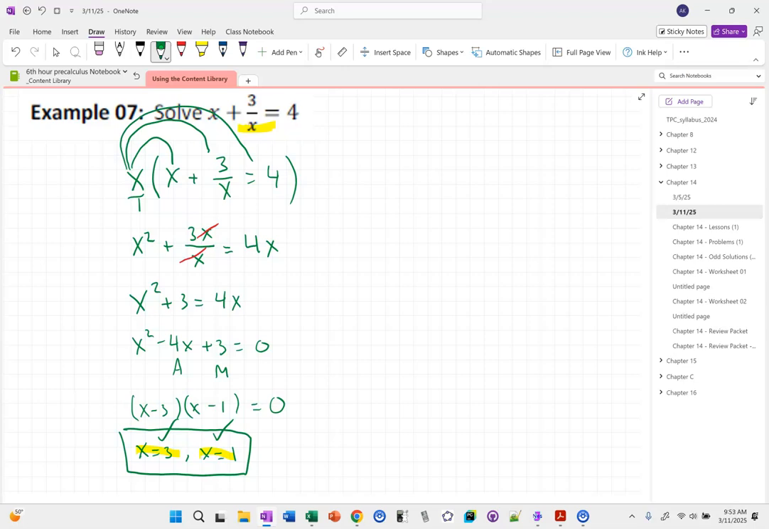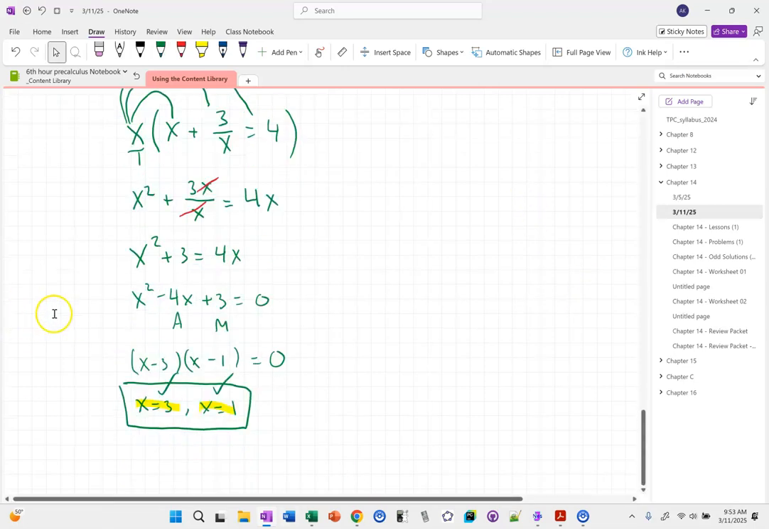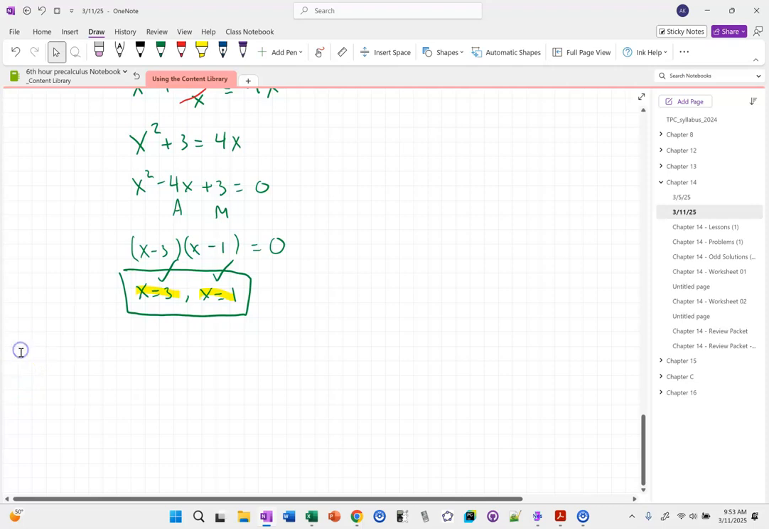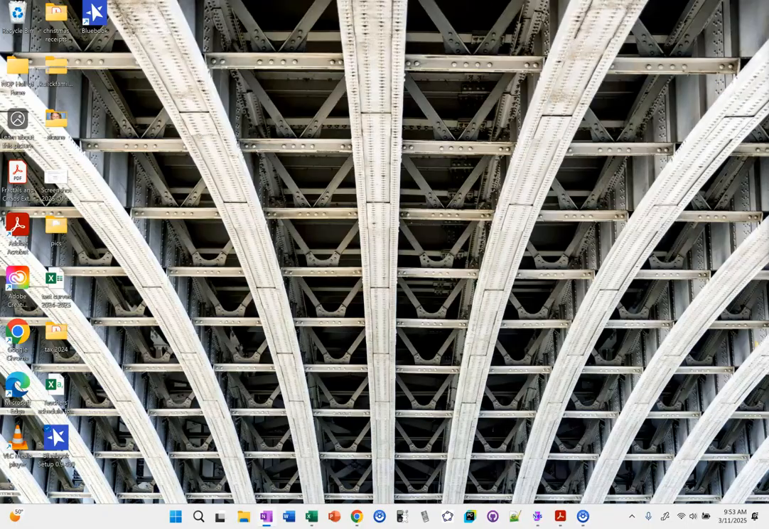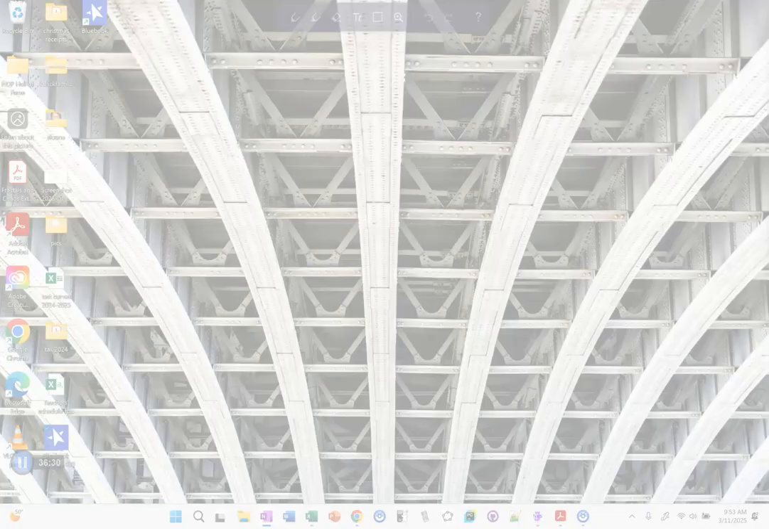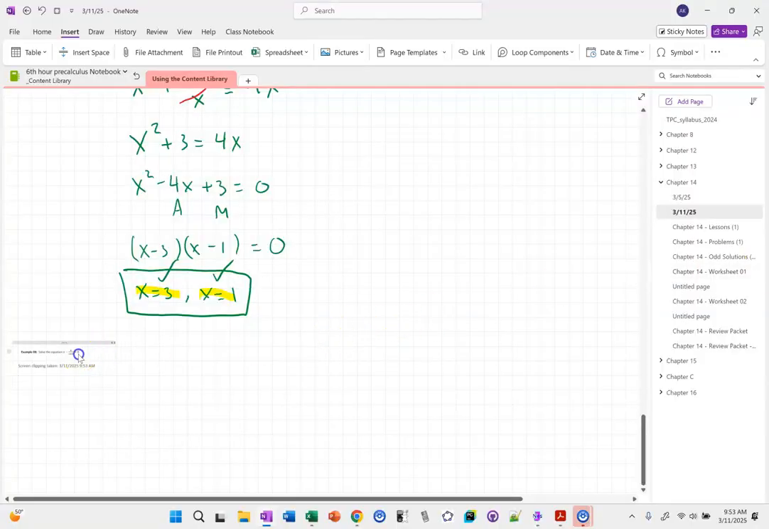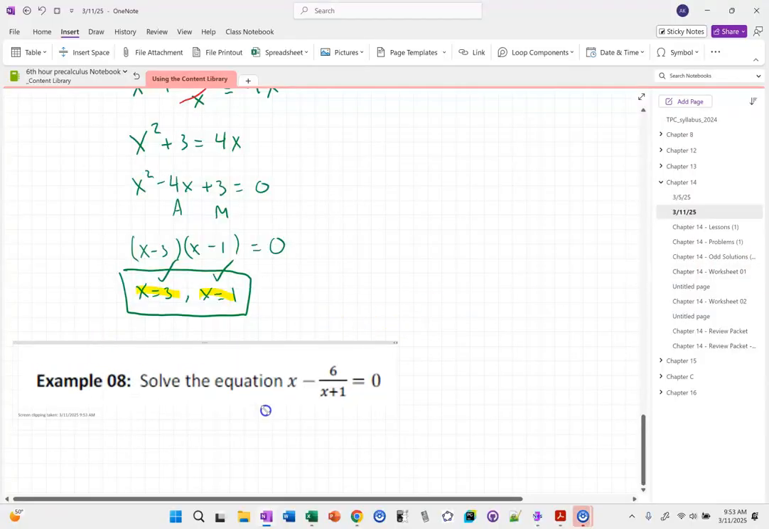Now, the check is super easy. What's going to be the hardest part about the check? Remembering to do it. If one or more of the solutions fail, we can just discard those solutions. We call solutions that fail our check extraneous solutions. I'll write down that word here in a minute when we get an example where that happens.